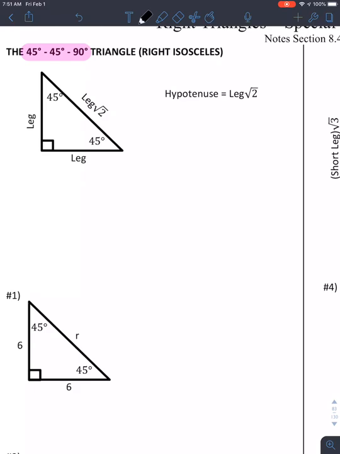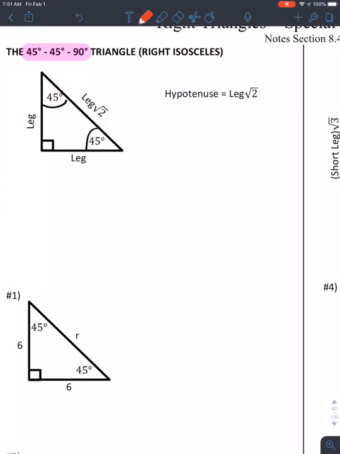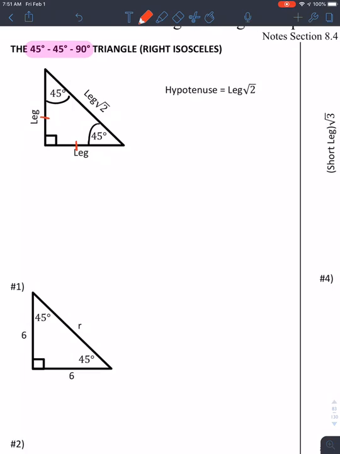In a 45-45-90, since these are both 45, they're congruent. According to the converse to the isosceles triangle theorem, these two legs have to be the same length. We're going to be referring to those as SL for short leg. They're both the same size, so why am I calling them both short? Don't worry about it. Let's just call them short legs. If you want to just call them legs, that's fine too.